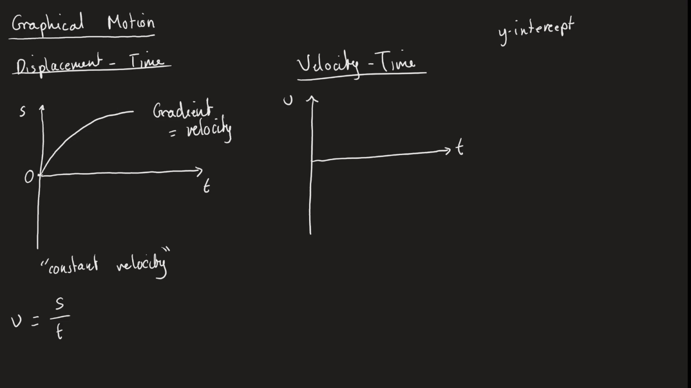So what we could say is at time t equals 0, our gradient is something like this. So we have quite a high gradient, which means we're starting off with a very high velocity. And then over time, it's gradually going to decrease and it becomes 0 at some point.